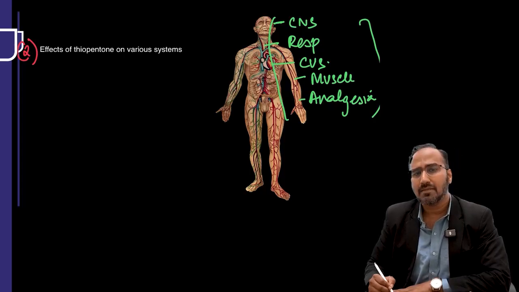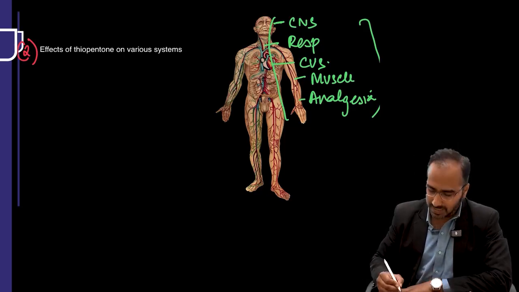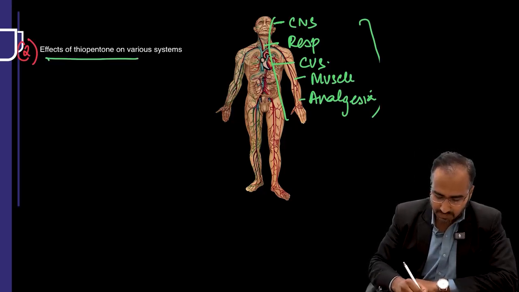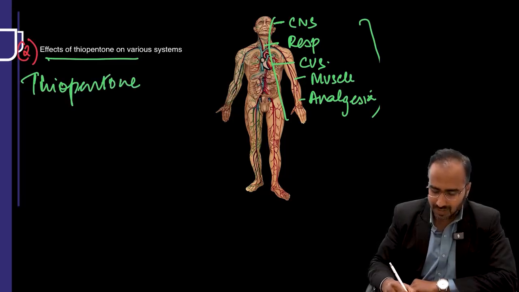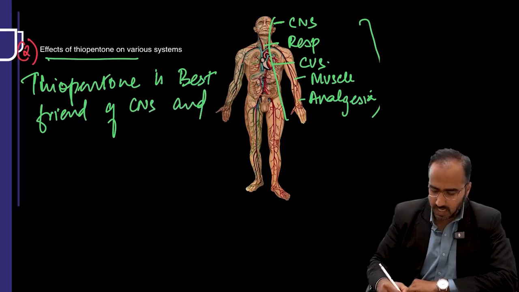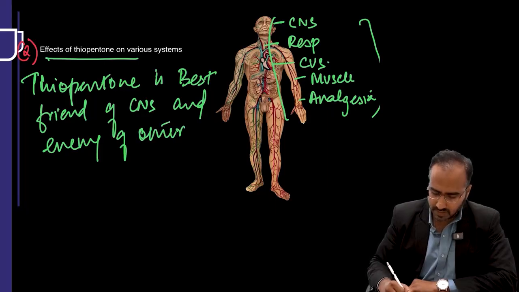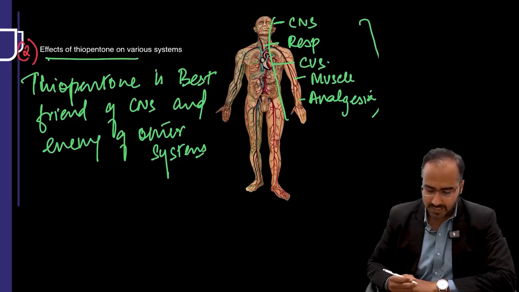So I used to remember all these things in one line. Whenever it concerns the effects of sodium thiopentone on various systems, I remember that sodium thiopentone is the best friend of CNS and the enemy of other systems. Right. Sodium thiopentone is the best friend of CNS and enemy of other systems.